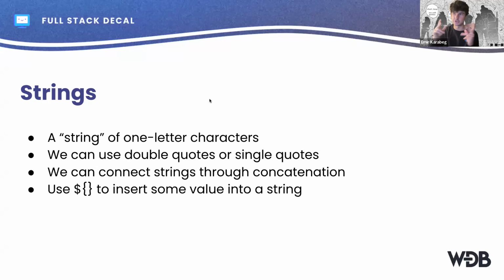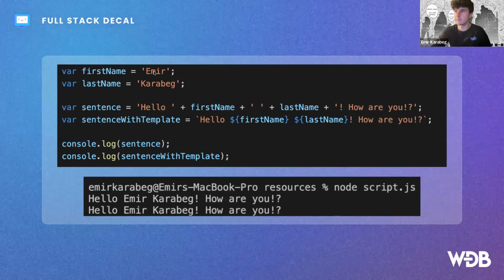Cool. Strings. So strings, you can think of them as a string of one-letter characters. We use double quotes or single quotes. We can connect strings through concatenation. We can do some JavaScript candy, syntax candy, as I like to call it, to basically insert some value into a string, all of which I'll show right here. So we can say firstName Emir, lastName Karaveg, my last name. I can concatenate strings by saying var sentence equals hello plus firstName plus empty quotations plus lastName. How are you? So this is just adding together strings. It's really easy and simple. JavaScript is super, super, super oversimplistic and easy to pick up. And that's really nice for everyone that's using it.